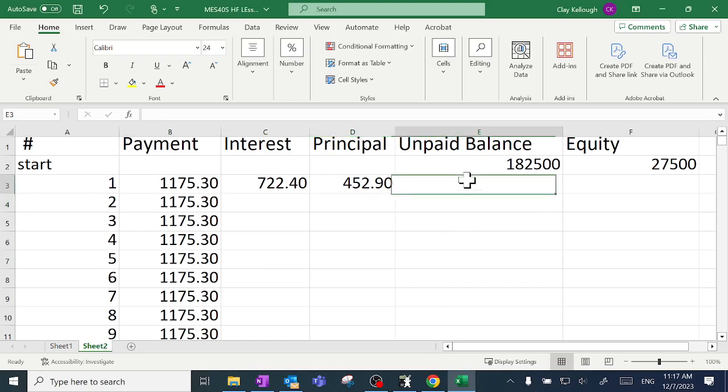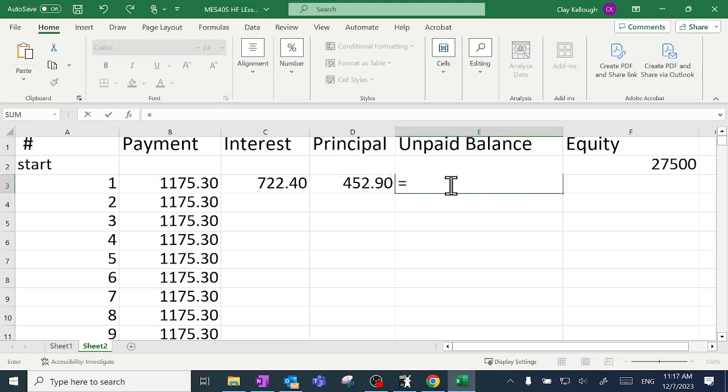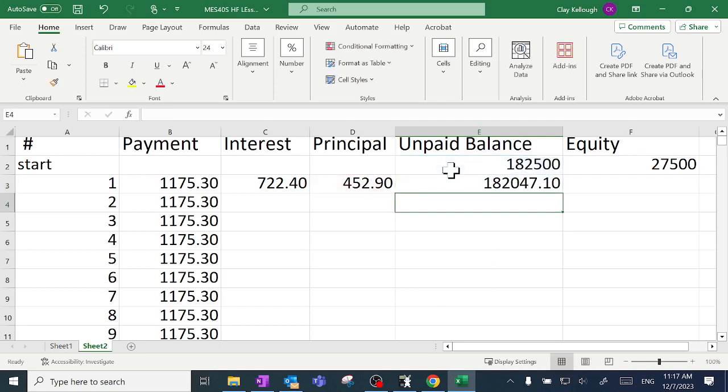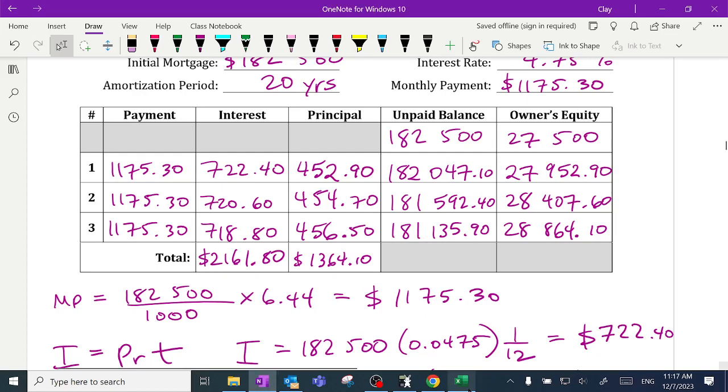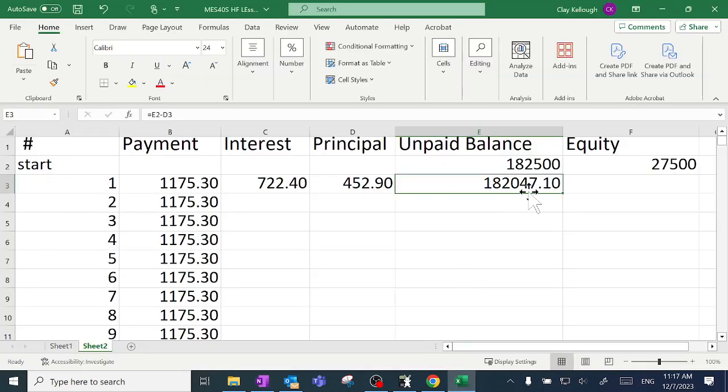How did I get the new unpaid balance? I took the old unpaid balance minus my new principal. So equals, and where is the home of that one? That would be E2 minus D3. And that was the number we got, right? 182.87. No. Oh, hang on. That's off by a bit. What happened? 182.500. 182. Is that the right number? Oh, okay. Is it? Oh, yeah, it is. Okay, never mind. Oh, I'm looking at the wrong example in my notes. Sorry. Okay, it's all good.